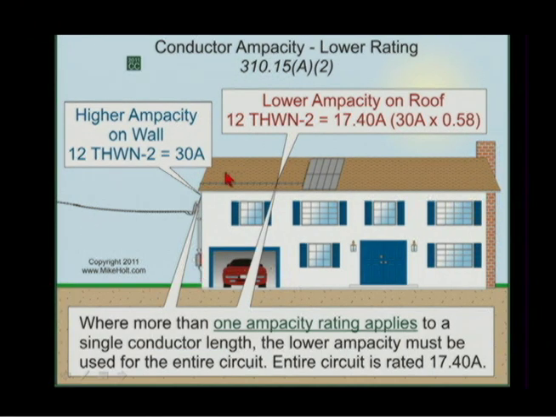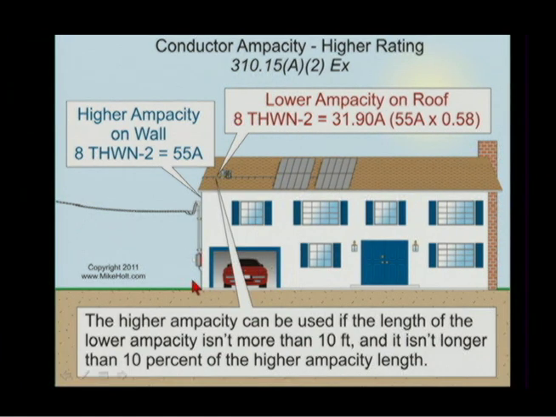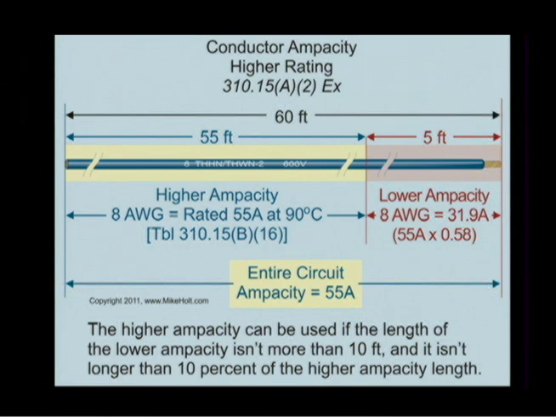And if the condition of use is such that the lower ampacity is always used for the entire circuit, that's a basic rule. But there's a condition that if the lower ampacity is not more than 10 feet long and doesn't exceed 10% of the length of the higher ampacity, then we can use the higher ampacity for the entire length. I don't know if that makes it any better. Okay? That's used a lot for people up on the rooftops.